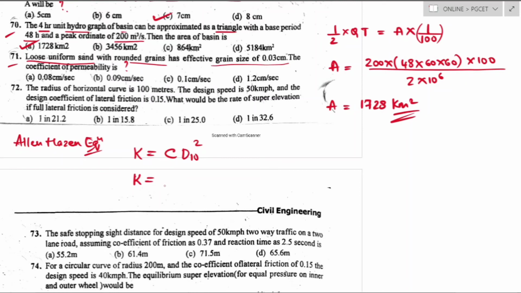Therefore, coefficient of permeability is equal to C, the constant for the calculation of the permeability, that is 100, multiplied by D10 square, the effective grain size, that is 0.03 centimeter. So coefficient of permeability is 0.09 centimeter per second. So option B is the right answer, 0.09 centimeter per second.